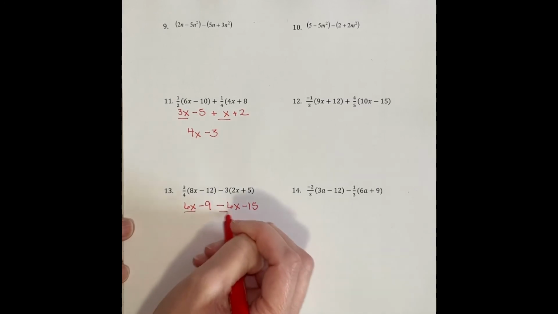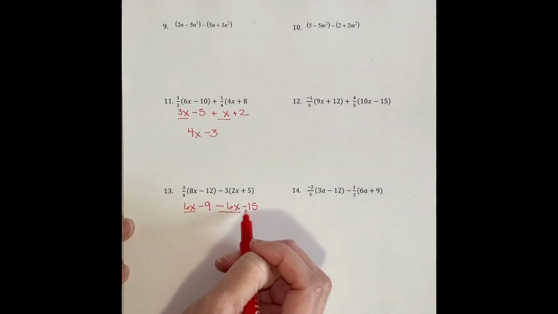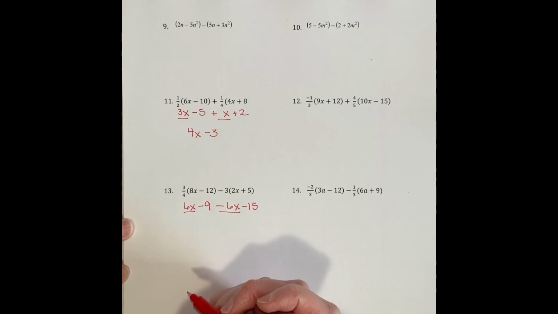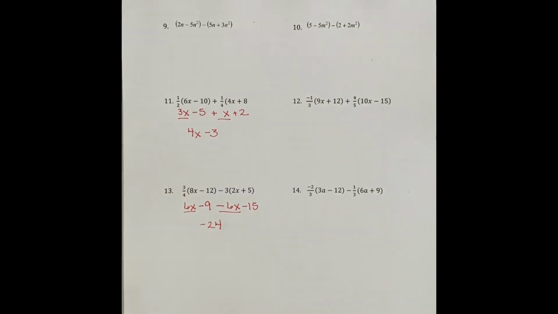Now combine like terms. Well, 6x minus 6x is 0x, and anything times 0 is 0. We don't even need to write that. Negative 9 minus 15 is negative 24. Why don't you try 9, 10, 12, and 14, and then come back and check your answers.